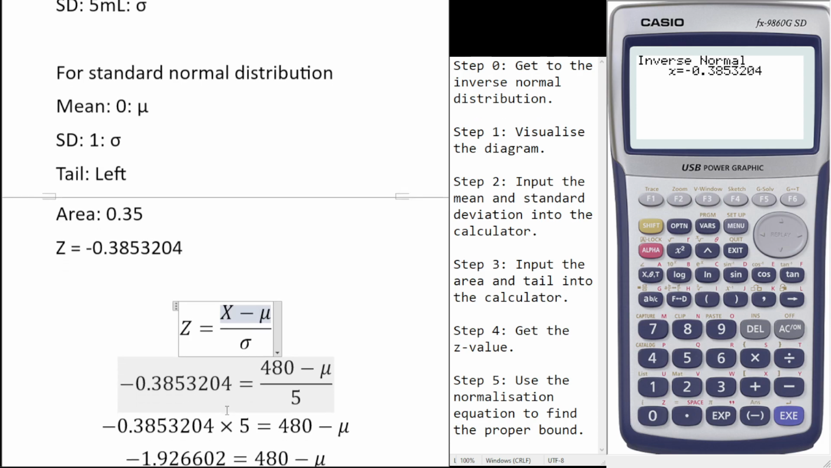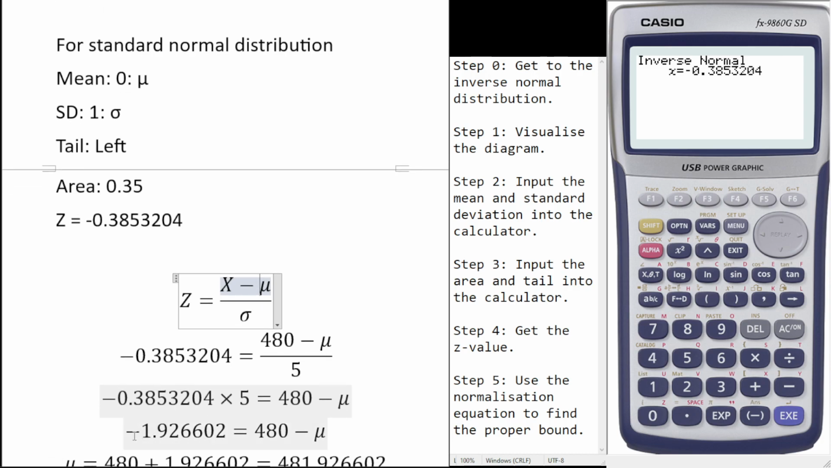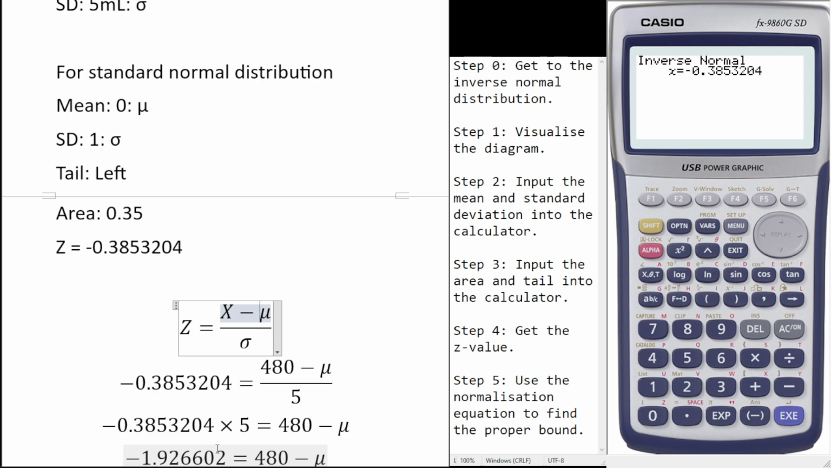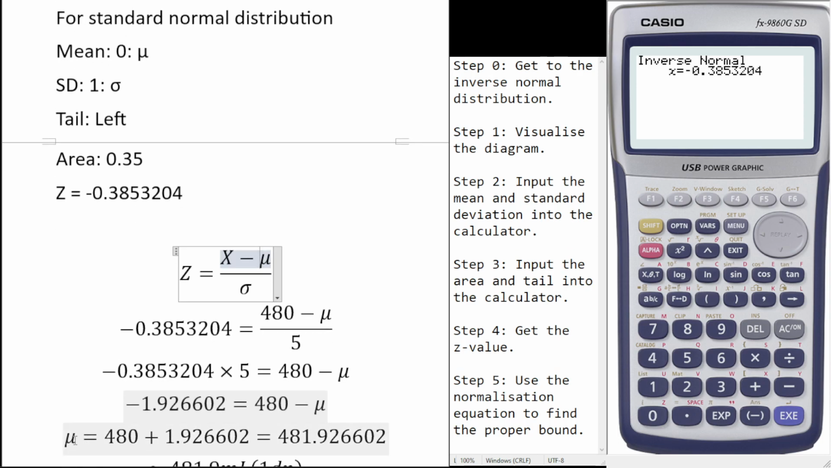Now this 5 is dividing on this side, so I'm going to bring it over to the other side and multiply it. I'm going to end up with negative 0.3853204 times 5 is 480 minus mu. Simplify this to get negative 1.926602 on the bottom here. And afterwards, mu is then equal to 480 plus 1.926602, because this negative 1.926602 would go on the other side of the equals and become positive.